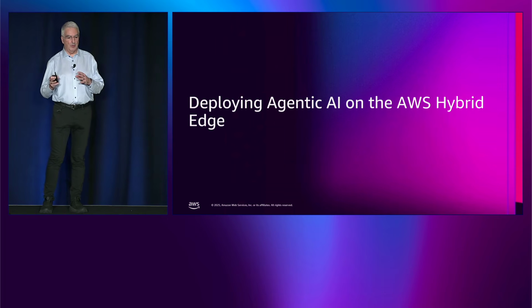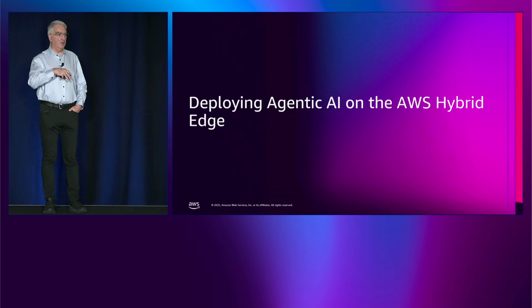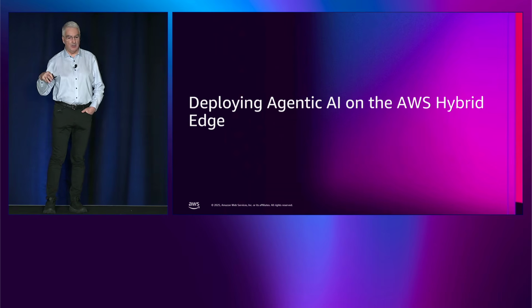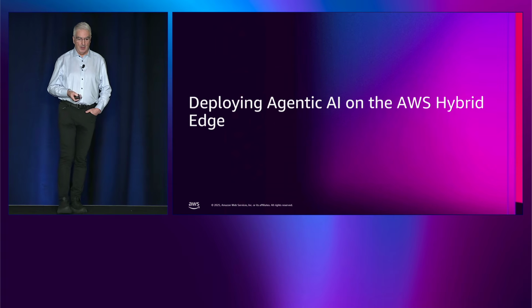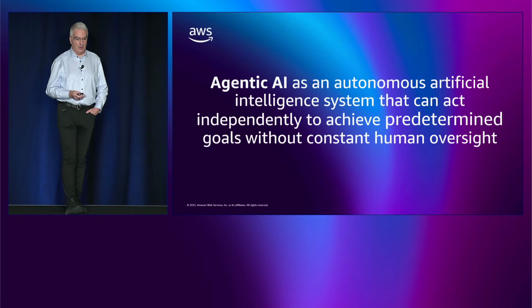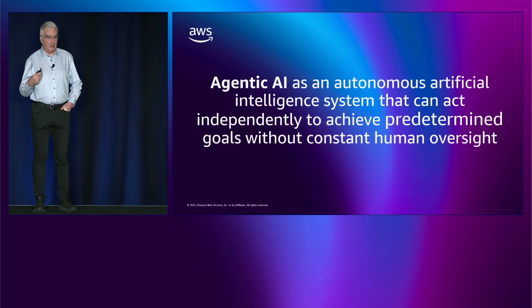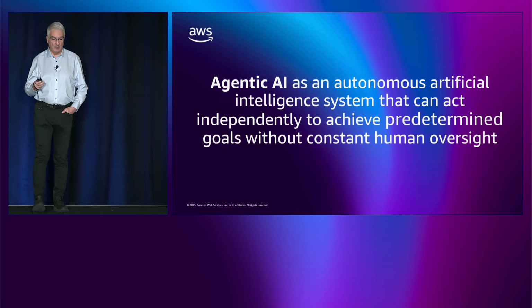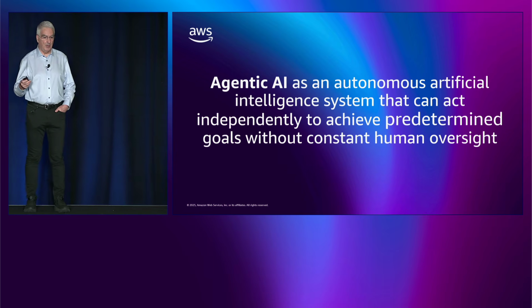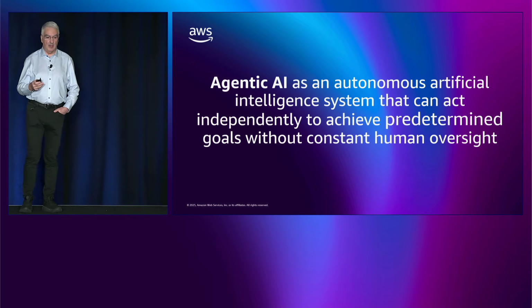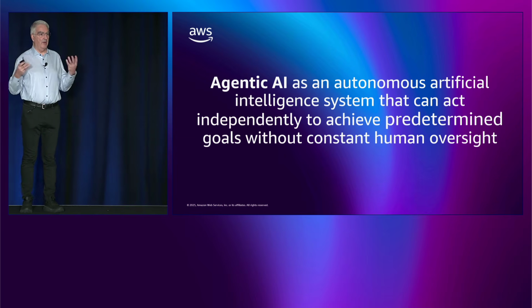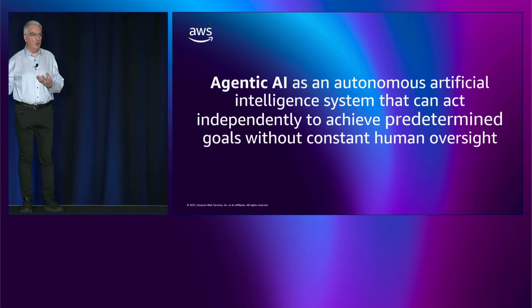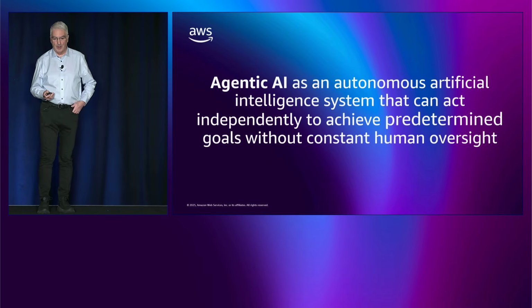The next thing is we're moving over to talk about agentic AI. And again, we have customers that want to run agentic AI, but running it at the edge is a challenge. Firstly, just to make sure we're all on the same page, we've defined agentic AI as an autonomous artificial intelligence system that can independently act on predetermined goals without constant human insight. I like to think of it as basically it's a way of having the system work out what you want and then go and get the data for you.